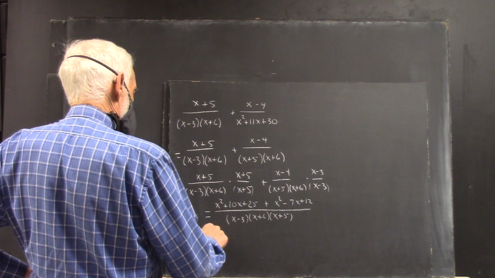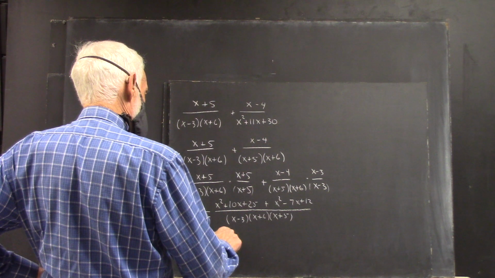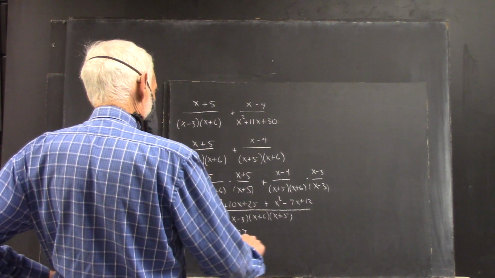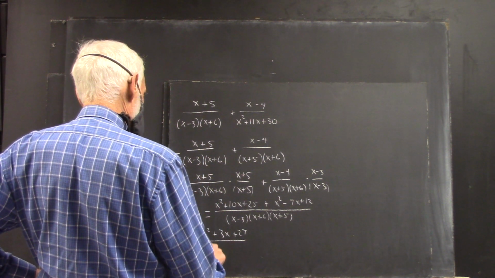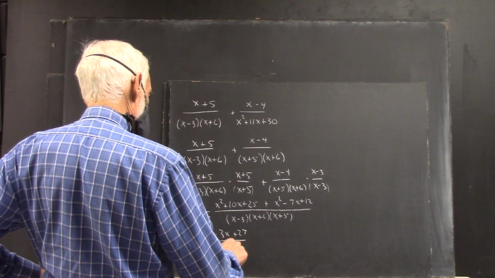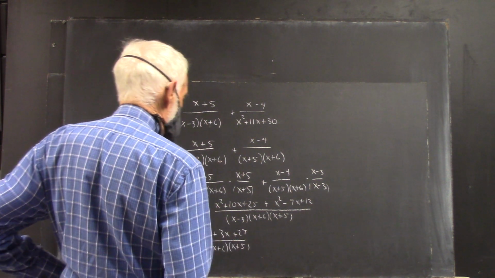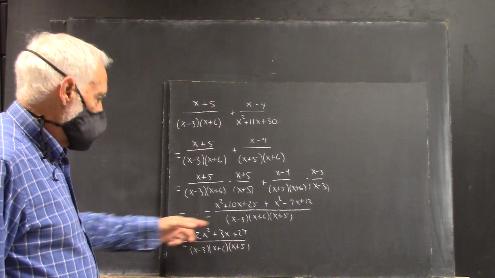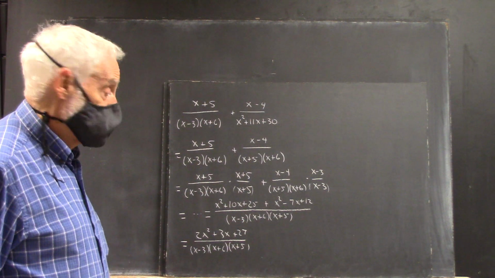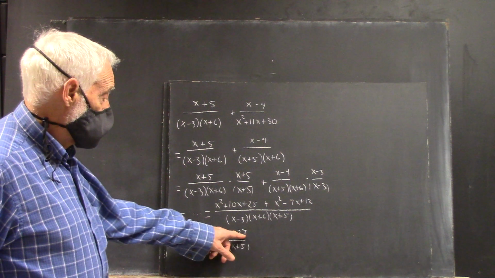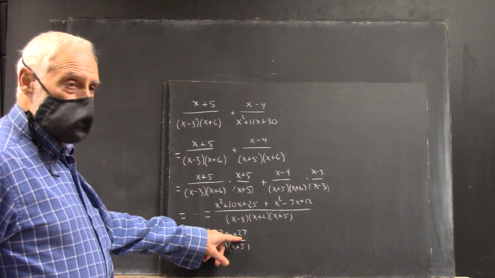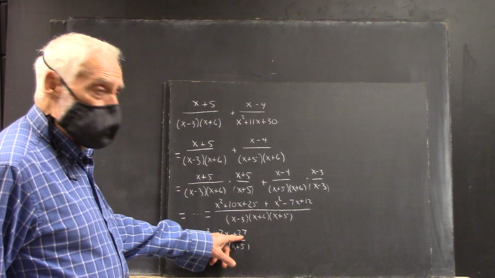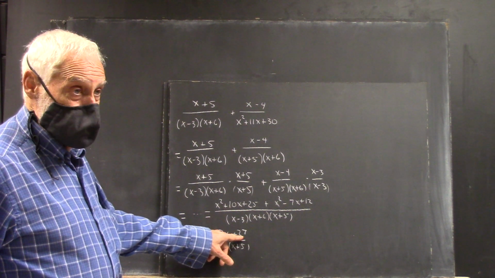So now I get 2x squared plus 3x plus 27, all divided by x minus 3 times x plus 6 times x plus 5. Well, this isn't going to factor. I've got a plus 27 and a plus 3x, so whatever two factors I've got have to add up to 3. Well, there are no two factors of 27 that add up to 3, right? It just isn't going to happen.